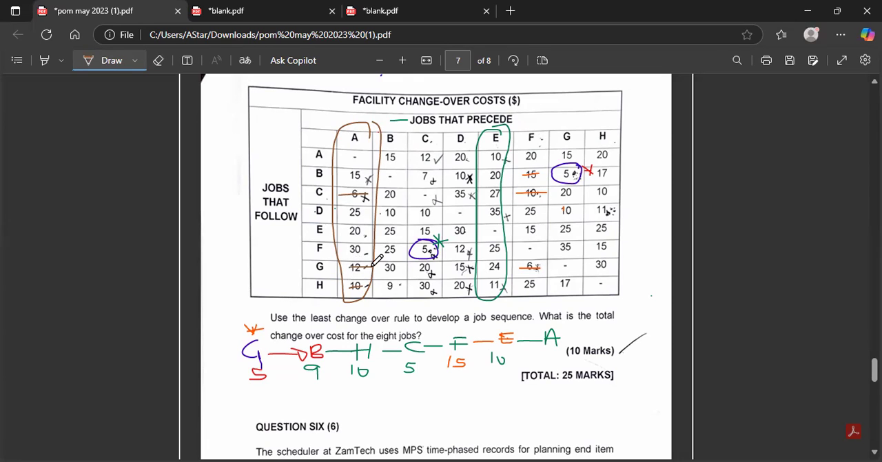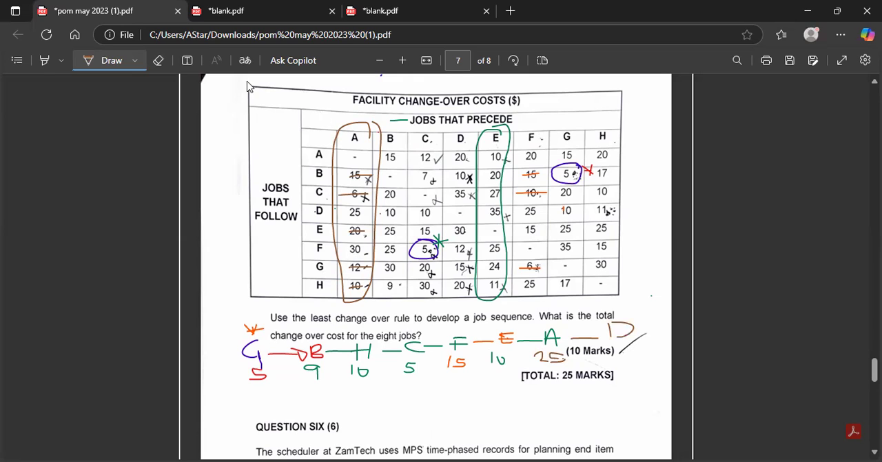15 B was taken. 20 was taken. Then there's which one? D, 25 D. Then go to D. So D comes here on this end, right?